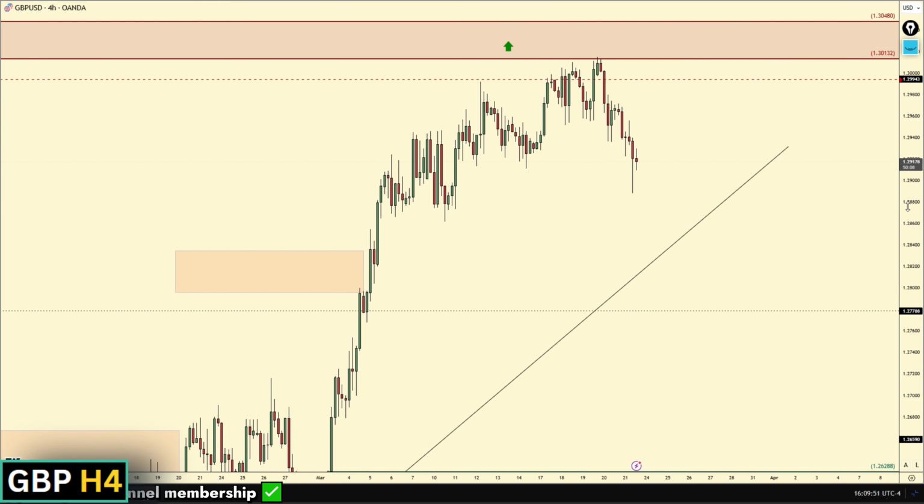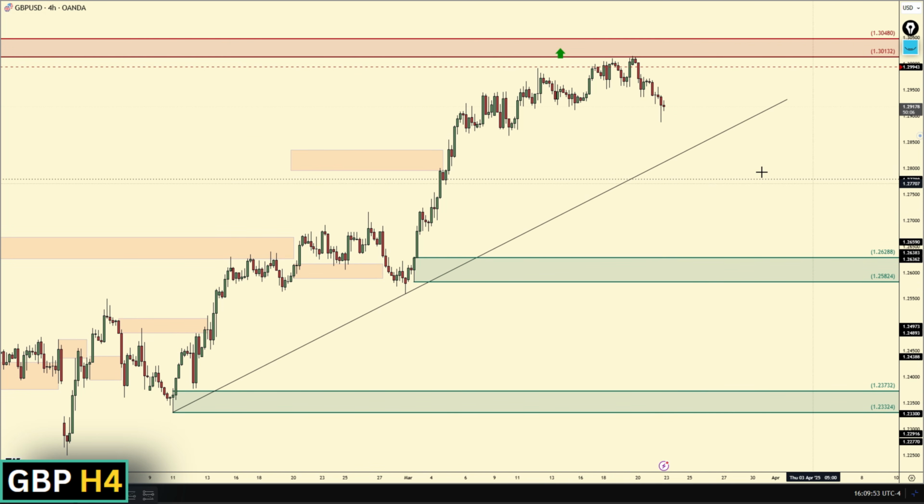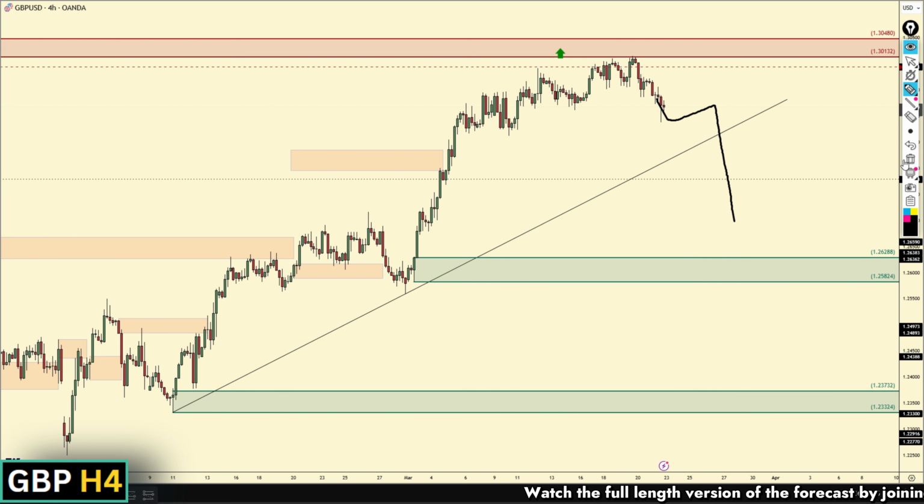What I want to be monitoring still is this 4-hour trend line to the upside. It kind of got away from us up here, but in my opinion, looking at this overall market, it's looking pretty good. So I want to still monitor this trend line. Since the weekly supply is in control, how do we know if price is going to push down? We need to be monitoring this trend line.